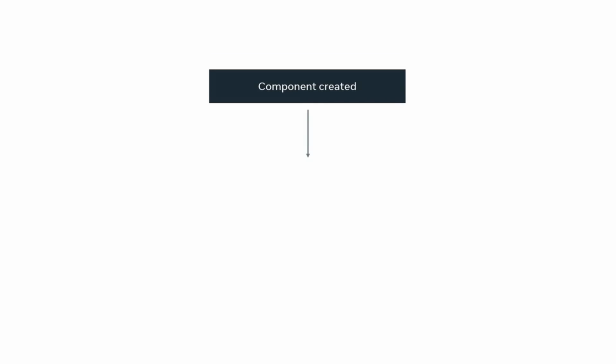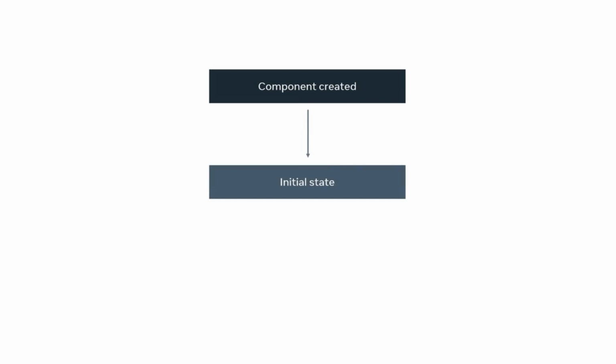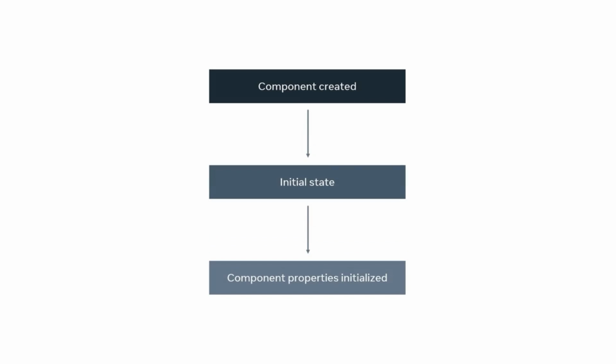When a component is created, it gets an initial state. The state is used to initialize the component's properties. Components can be either stateful or stateless. But what exactly does that mean? To gain a better understanding, let's explore an example of each.